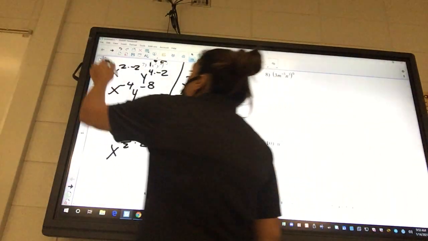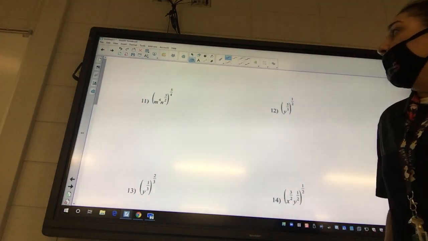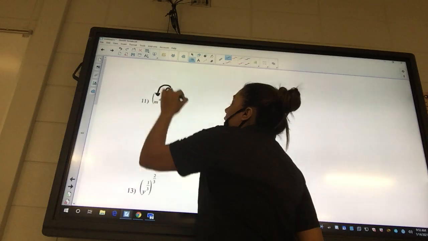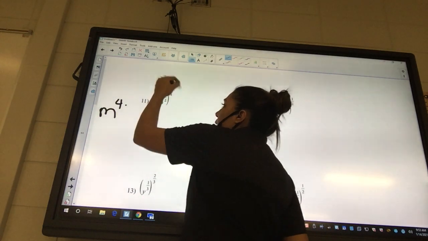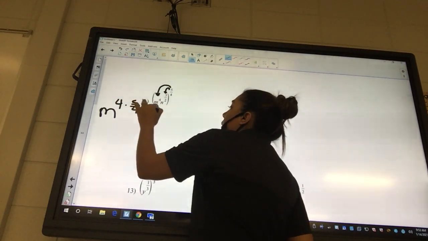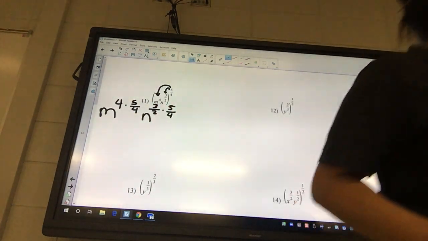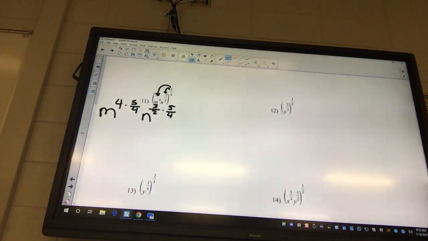Okay, look at the back page. We have to distribute this number, whatever the number is, and it looks kind of scary, but it's really not. So we're going to have m to the 4 times whatever's on the outside, which is 5/4, n to the whatever the number is times the outside. So start typing those fractions in on your calculator app. Okay, 4 times 5/4.